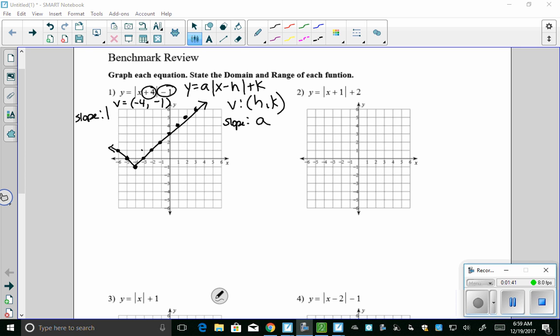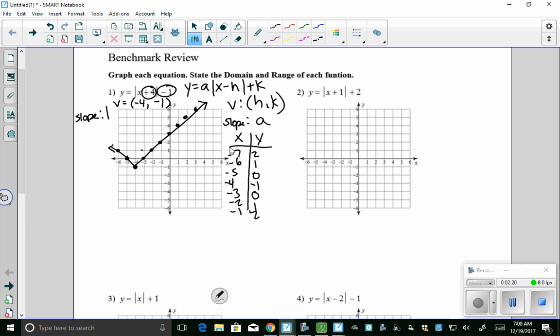Also, if you wanted to, you could have drawn a table and put your vertex in the middle. And it would have just been 0, 1, and 2. So either way you want to do it, make a table or just use the vertex and slope is an option. So that's the graphing part of number 1.